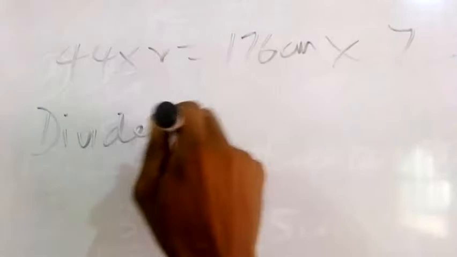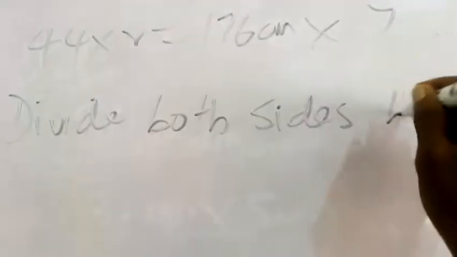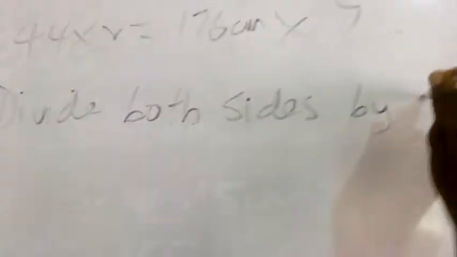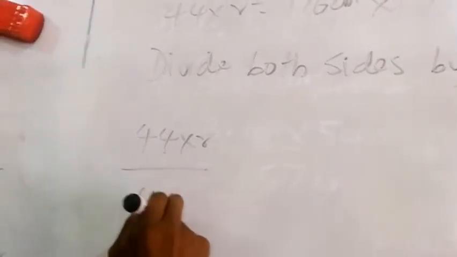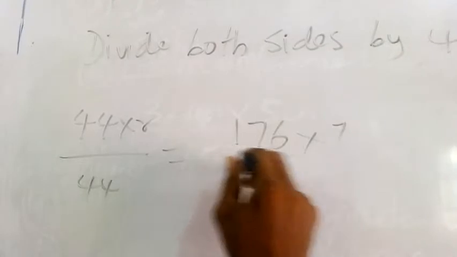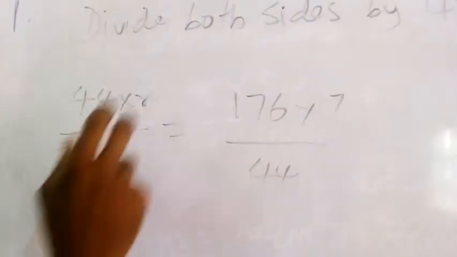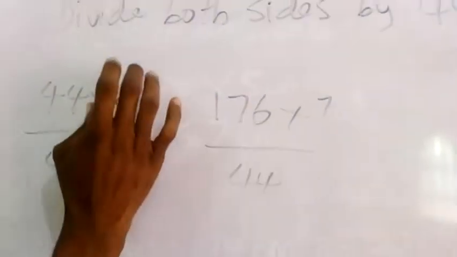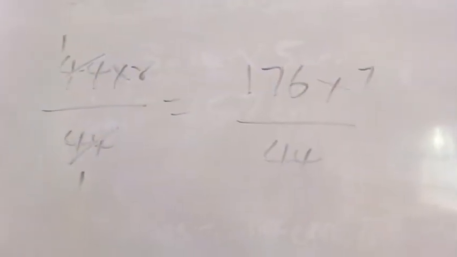We divide both sides by 44. So that will give us 44 times r all over 44 equals 176 times 7 all over 44. The reason is because we have to find the value of r. 44 will cancel 44, so we will be left with r. So 44 will cancel itself once.